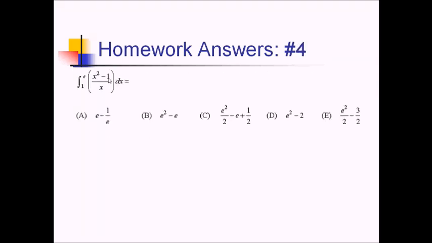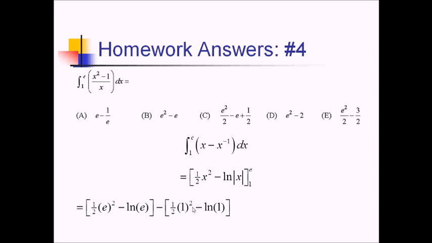For number 4, we're being asked to find the integral from 1 to e of this rational expression. To make my anti-differentiating a lot easier, I'm going to go ahead and divide each of these terms by x. So I can rewrite this as x minus x to the negative 1. And now I'm going to use my reverse power rule on this, and then I can use my FTC to plug in e and 1 to whatever I get. So I've got half of x squared, and then minus ln of absolute value of x. Now I'm plugging e into both of these, and then subtracting what I get when I plug 1 into both of those.